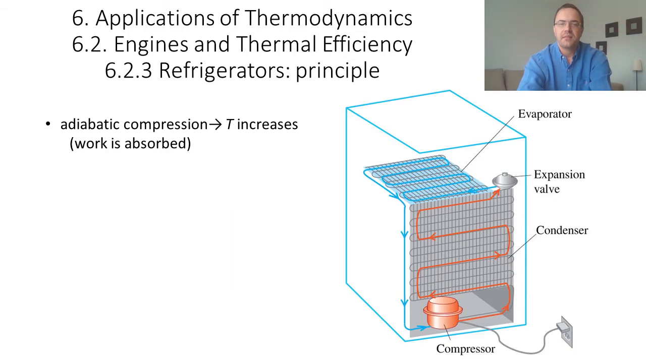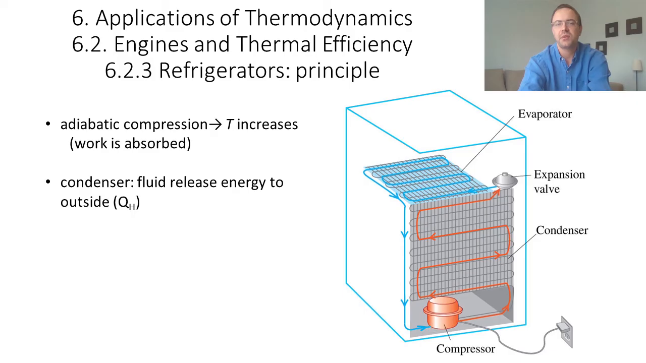So here is a schematic of the principle of a refrigerator. On the back, at the bottom, there is a compressor, and that will do an adiabatic compression. And so this is where your work is absorbed, right? To compress the gas, you need to do some work on the gas. As we have seen, during an adiabatic compression, the temperature will increase. And this heat will be released in the room by the condenser.